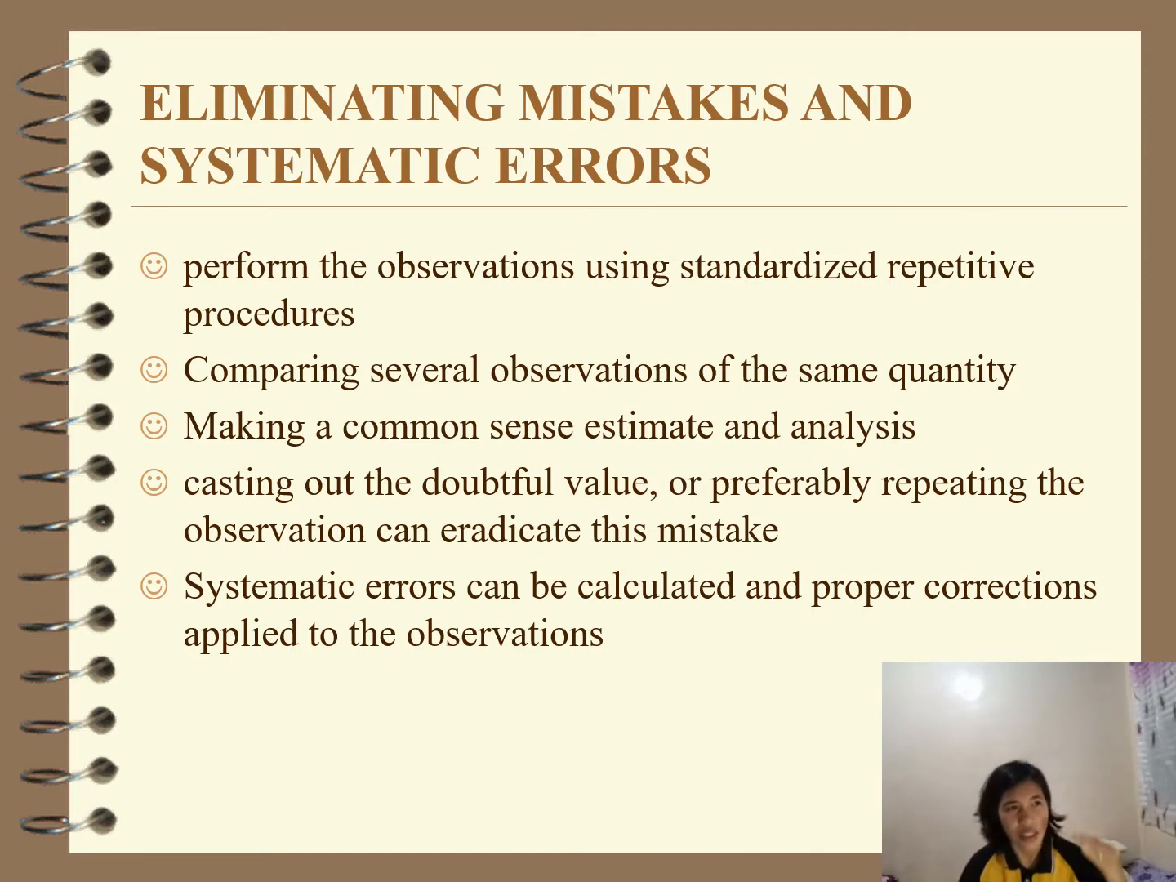For example, 100 first measurement mo ng a distance, 100, 199, 100, and the next measurement is 80. So, medyo doubtful ka na sa 80 because some of the measurements are very close to each other. So, you can cast out. So, tanggalin mo na yung nagka-cause ng mistake.